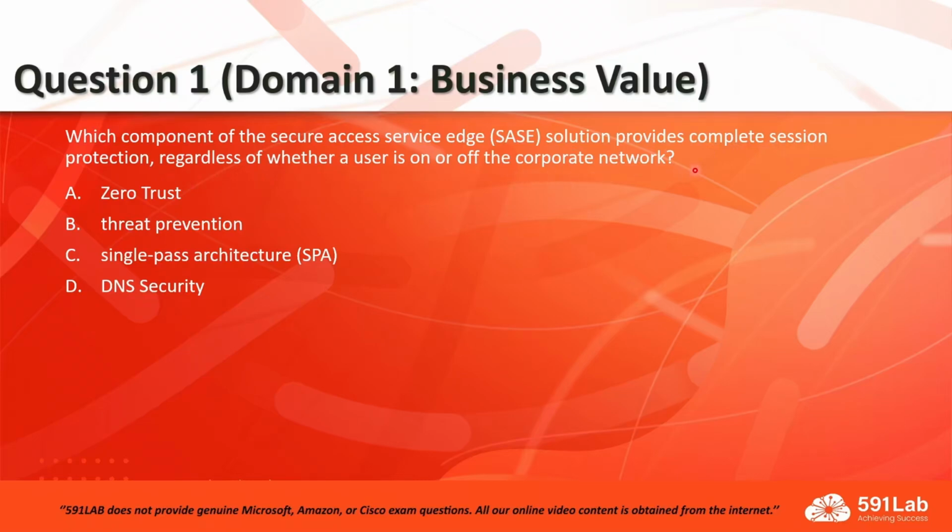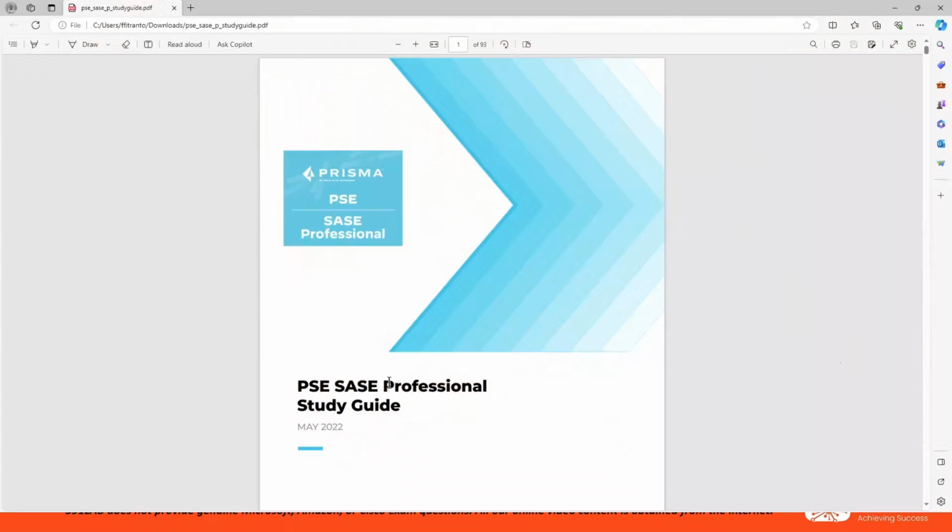The options will be A. Zero trust, or B. Threat prevention, or C. Single pass architecture, or D. DNS security. To answer question number 1, we can look at the study guide of the SASE professional.